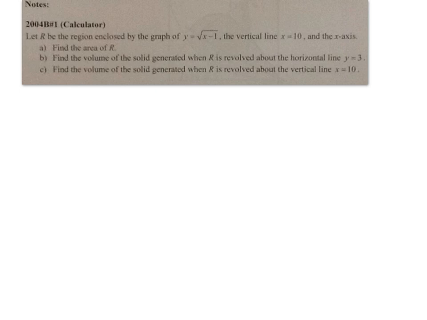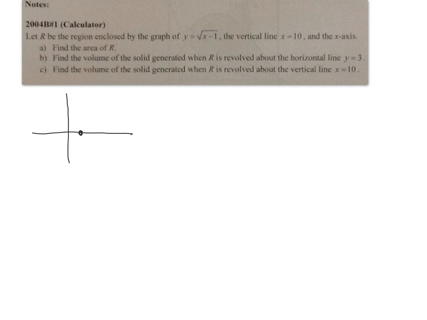This first one says, let region R be the region enclosed by the graph of y equals the square root of x minus 1, the vertical line x equals 10, and the x-axis. So you might want to sketch a little graph of this region. This is with a calculator, but you probably don't need a calculator to do this. y equals the square root of x minus 1 is the parent function, the square root parent function shifted 1 unit to the right.